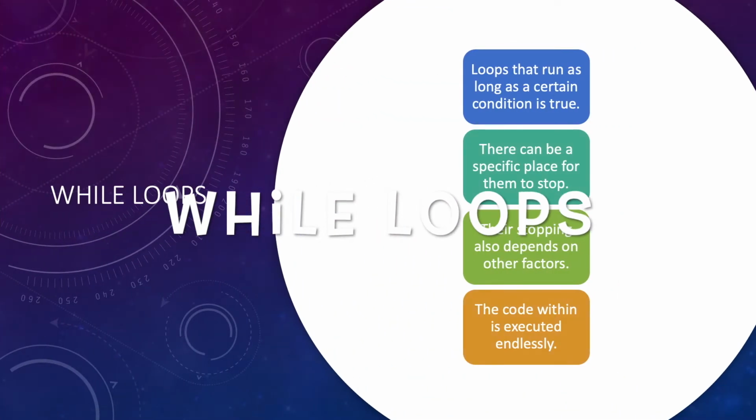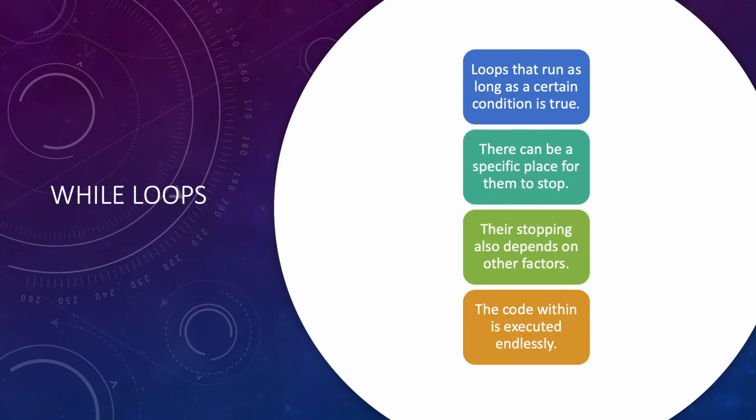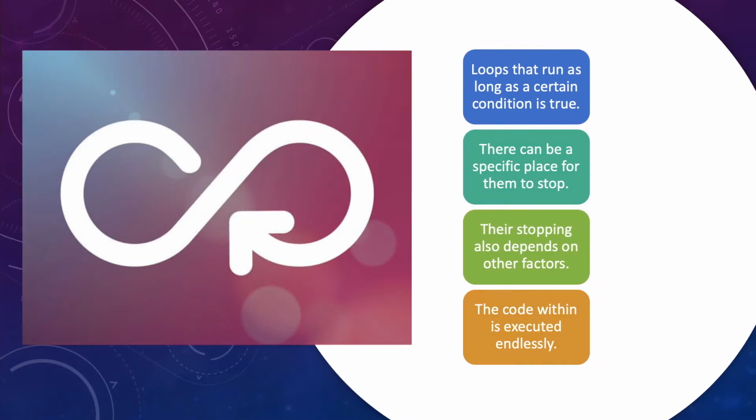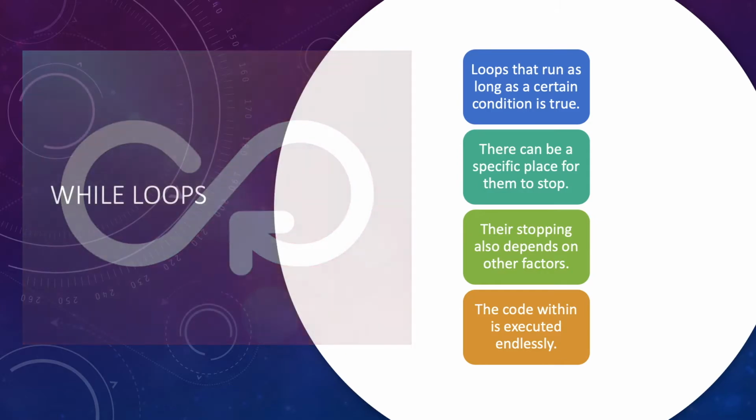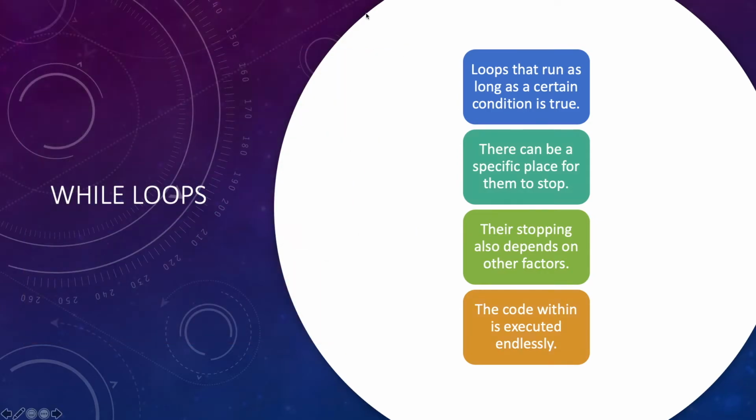Now we have while loops. They're loops, like you keep on repeating them over and over. They run as long as a certain condition is true, and as soon as that condition becomes false, they stop running. And you can give them a specific place to stop. Let's say they run 5 times, you say stop. The stopping depends on other factors as well that we'll learn later about inputs.